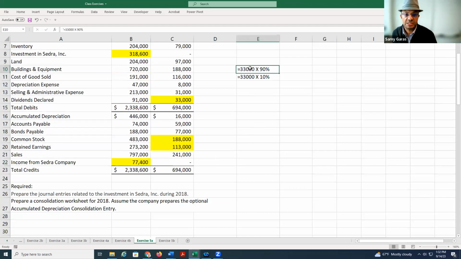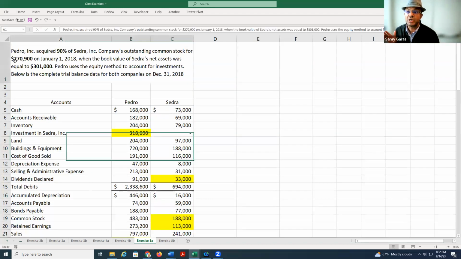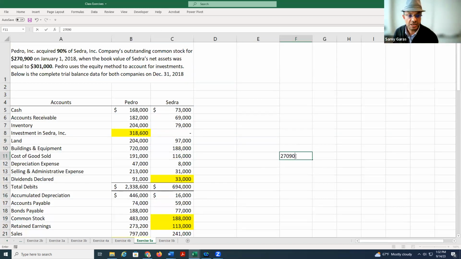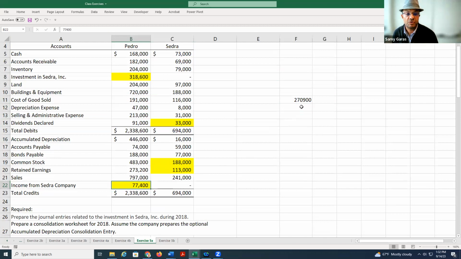First of all, the requirements here: we need to do the journal entry for the investment during 2018. During 2018, I have 3 transactions happen. First, the investment of 270,900. Second, the distribution of the net income of 77,400. Third, the distribution of the dividends, which is 33,000 times 90%.